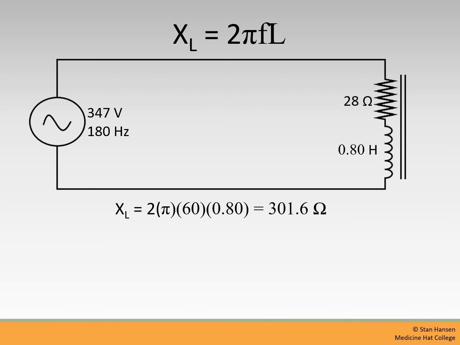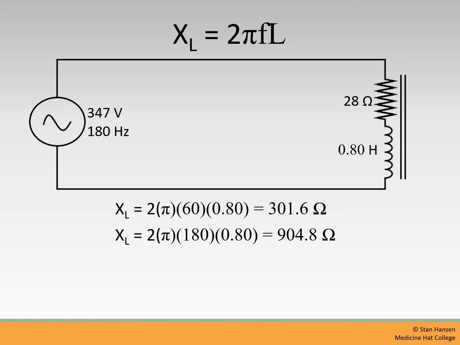If we take the exact same circuit and just change out our source to 347 volts at 180 hertz, we'll find that our inductive reactance is going to change as well. The voltage doesn't matter because voltage is not part of the formula. Therefore, voltage itself will not affect the total XL value. However, the frequency will. If we put our new frequency into our formula, 2 times pi times 180 times 0.8, we find now our inductive reactance has increased to 904.8 ohms.